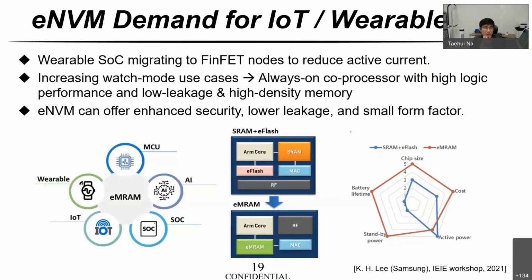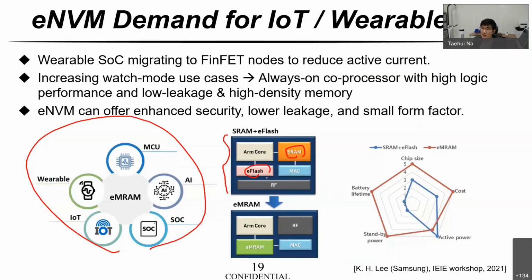Well, I need to move faster. So there are many applications, and you can see in this block diagram that the SRAM and eFlash combination can be replaced by embedded MRAM. And in this case, there are many advantages like chip size, battery lifetime, standby power, and cost, except for active power. In this case, active power is related to the read power consumption. So not only industry like Samsung Electronics, but also academia are trying to reduce the read operation power as close to the SRAM cell as possible.